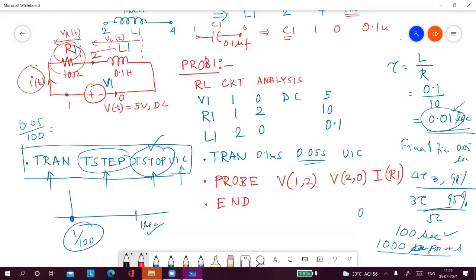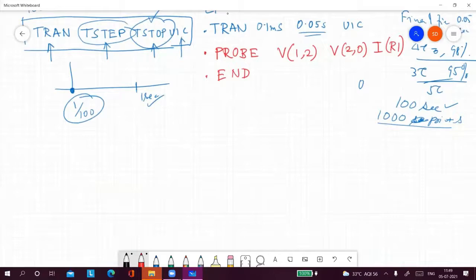All right. Clear? So first you write the title, then the voltage, then the circuit description, then the type of analysis, then the graphs you want to display, then end. Before simulation, I'll discuss another circuit.